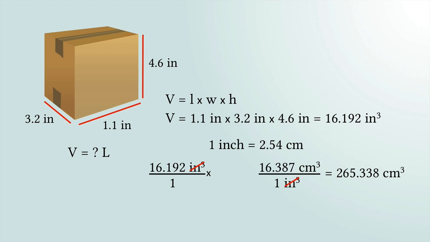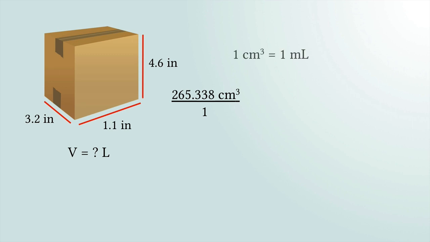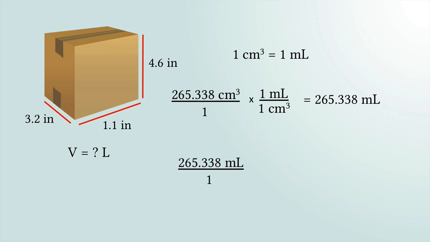What do we have? We have 265.338 cubic centimeters. Let's make it a fraction by placing it over 1. What's our conversion between cubic centimeters and milliliters? 1 cubic centimeter equals 1 milliliter. This is a 1-to-1 ratio, so when we set up that in a conversion fraction, you see that we're just canceling out cubic centimeters and we will have the same number of milliliters. Now we can finally convert milliliters to liters. 265.338 milliliters over 1 is what we have.